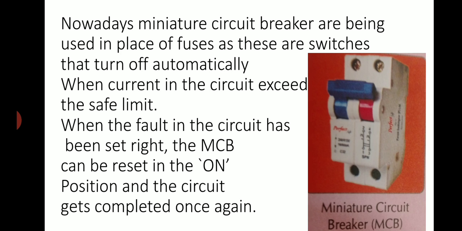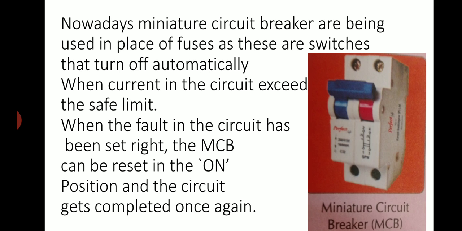We have generally seen this type of fuse breaker in your homes, and they are known as miniature circuit breakers. And they are in trend very much nowadays. These miniature circuit breakers are increasingly being used in place of electric fuses, and these are switches which automatically turn off when current in a circuit exceeds the safe limit.